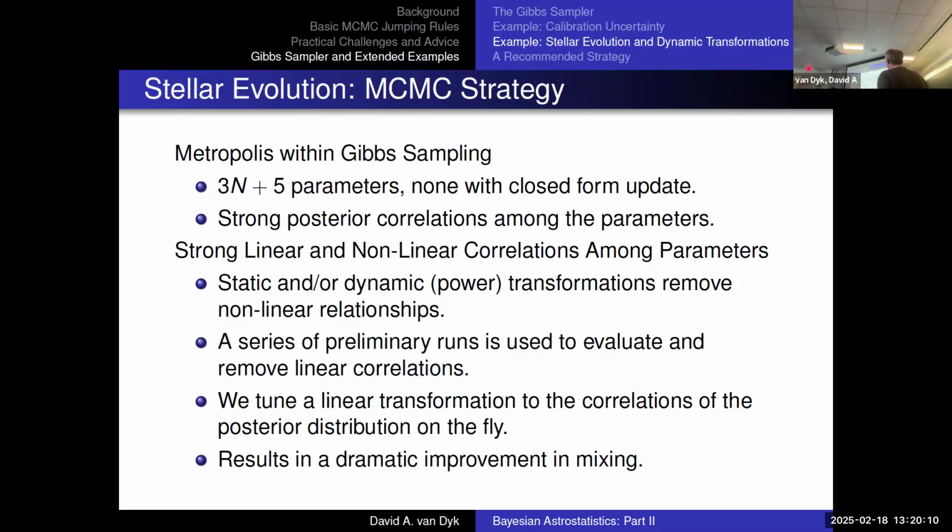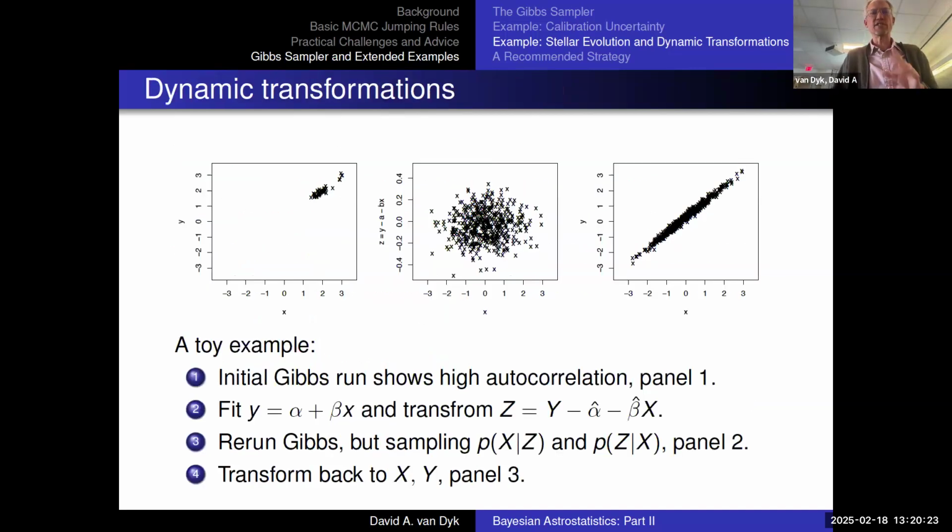So you can see we use a series of preliminary runs that's used to evaluate and remove linear correlations. We tune a linear transformation to the correlations of the posterior distribution on the fly, and it results in dramatic improvements. I'm going to just show you how it works in a toy and then show you the results in the real problem.